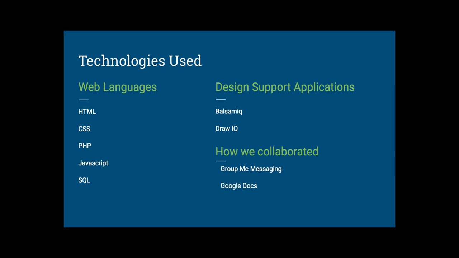So these are the technologies used for this project. The web languages that we used: HTML of course, CSS, PHP, JavaScript of course, and SQL. Let's move on to the applications we used. Balsamiq and Draw.io helped a lot to make the diagrams and to create our interface beforehand, so we knew what we were going to make. As for how we collaborated, we used GroupMe a lot to communicate between each other, and then Google Docs to create these slides and things like that.